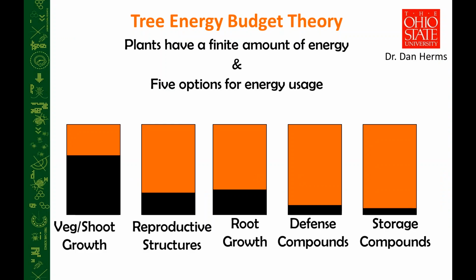So let's talk a little bit more about how this plant growth regulator can help us. And so this was a paper that was posted by Dr. Dan Herms when he was at Ohio State. I believe now he's at the Davey Institute. And so what Dr. Herms theorized was that plants basically drop all of their energy into these 5 major buckets. So again, above ground top growth, reproductive structures like flowering and fruit, root growth, that fine absorptive root growth, defense compounds, and storage compounds.